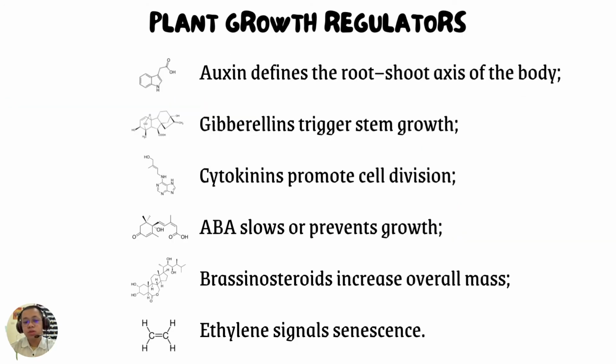So we have this auxin in general. If we're going to summarize it, auxin defines the root-shoot axis of the body. The gibberellins trigger the stem growth. Cytokinins promote cell division. Abscisic acid slows or prevents the growth. The brassinosteroids increase overall mass, and the ethylene signals the senescence, or aging, of the plant.